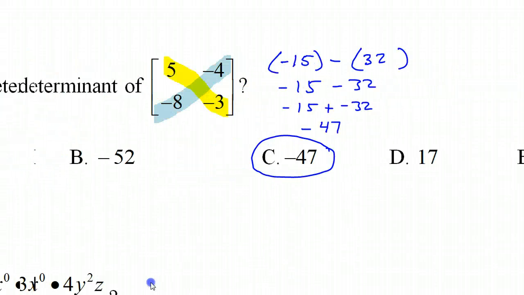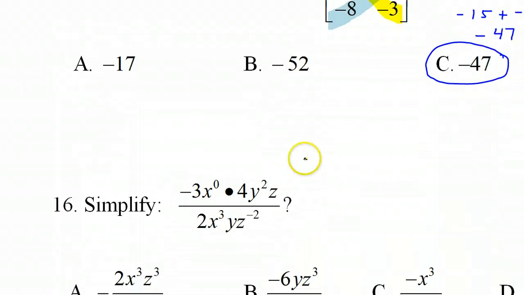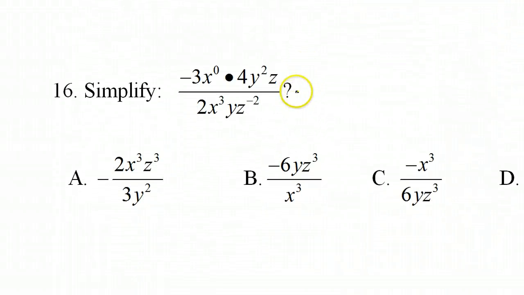Okay, great. That's number 15. Number 16. Let's do what we do. You see that x to the 0 power, alright? X to the 0 power is 1. Not x, 1. So basically that's gone.